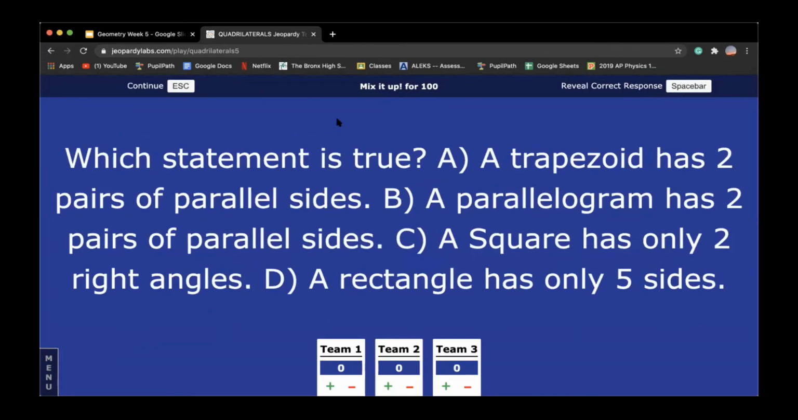Which statement is true? A, a trapezoid has two pairs of parallel sides. That's not true, because a trapezoid only has one pair. B, a parallelogram has two pairs of parallel sides. That is true. C, a square has only two right angles. No, a square has all four angles that are right angles. And D, a rectangle has only five sides. That's false too, because a rectangle has four sides. So the answer is B.